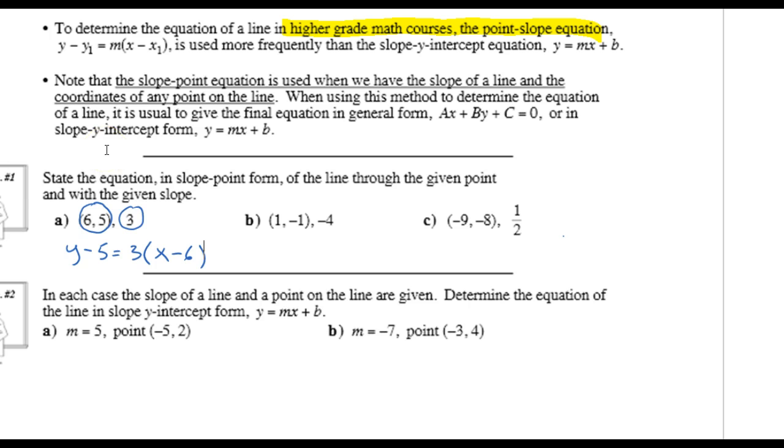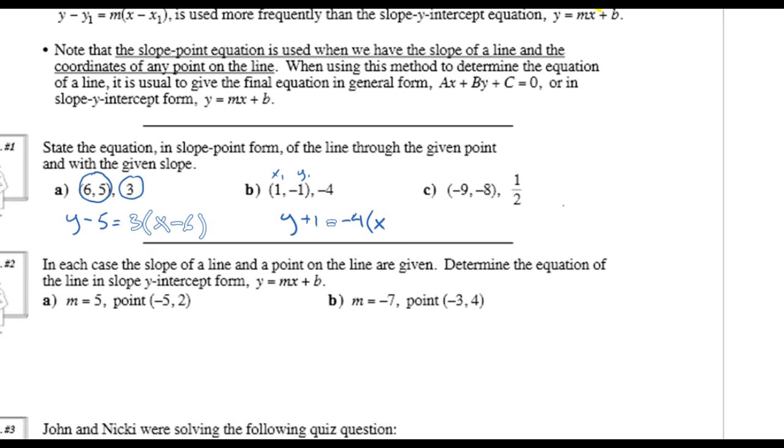Let's look at this next one. An easy place to make a mistake is to confuse your x and y coordinates, so you might as well label this as y1, x1. We go y minus y1, so it's y minus negative 1, which just turns into a positive 1, equals the slope, which is negative 4, times x minus 1. Not really sure what's going on with my pen here. Hopefully you can follow along.